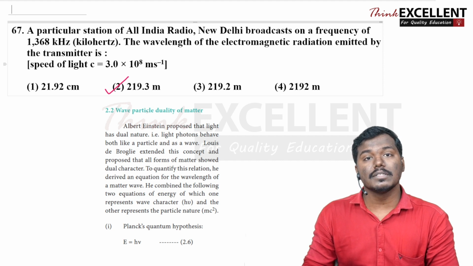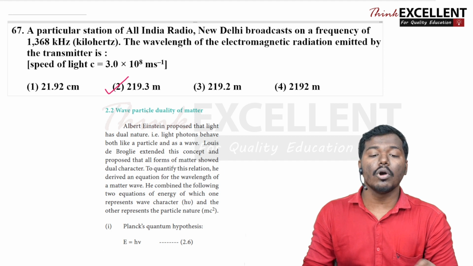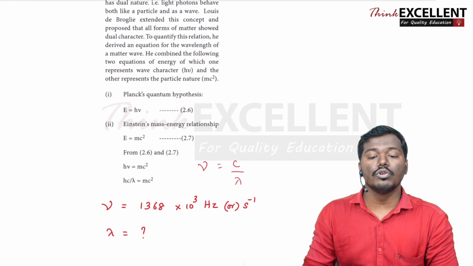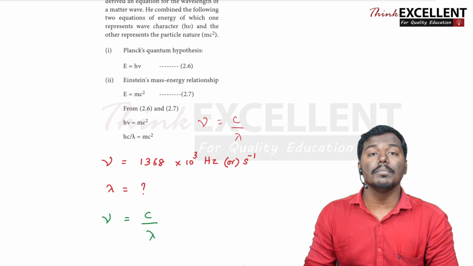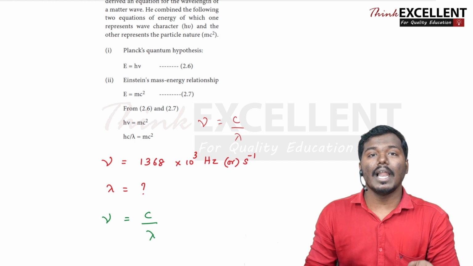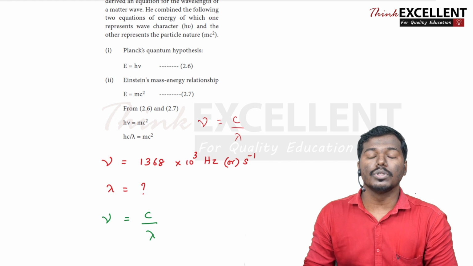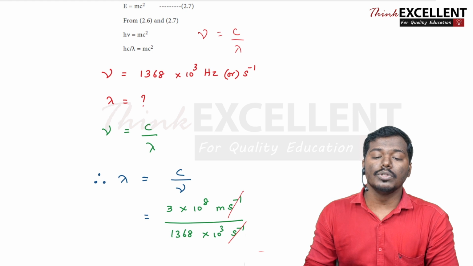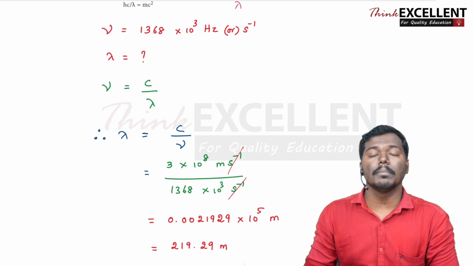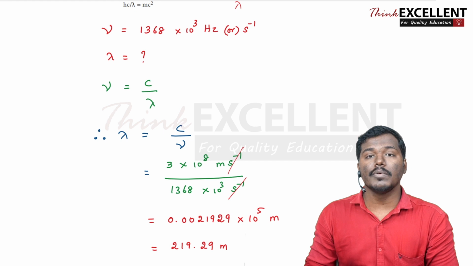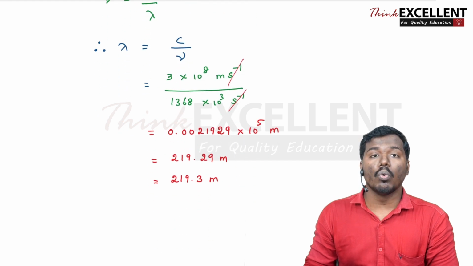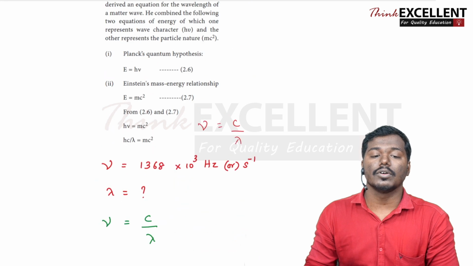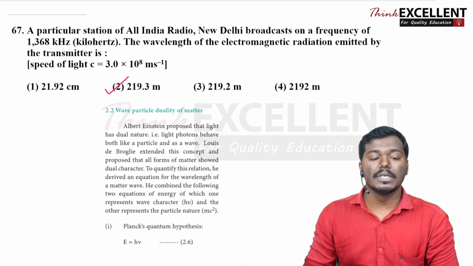So here they have given the speed of light value also. In the equation, we substitute nu is equal to c by lambda, correct? We need to find the lambda value. Here the nu value is given, that is frequency. So nu is equal to c by lambda, we know that. To find lambda, lambda is equal to c by nu. The value of c we know, 3 into 10 to the power 8 meter per second. The nu value is given. So when you substitute that, you will get 219.3 meters. Okay, so next we are going to see question number 68.